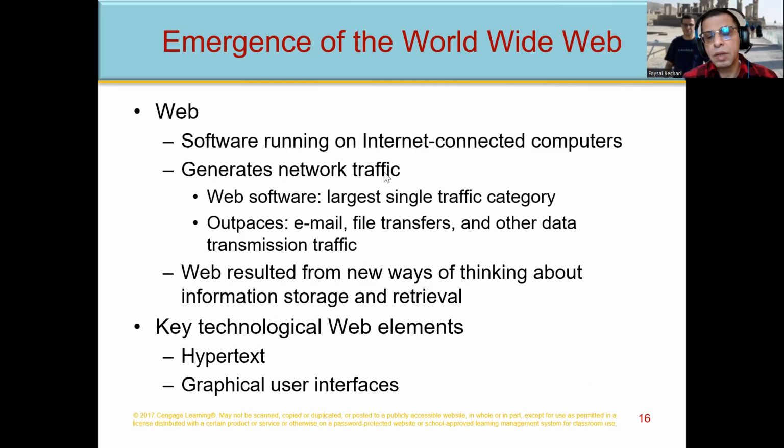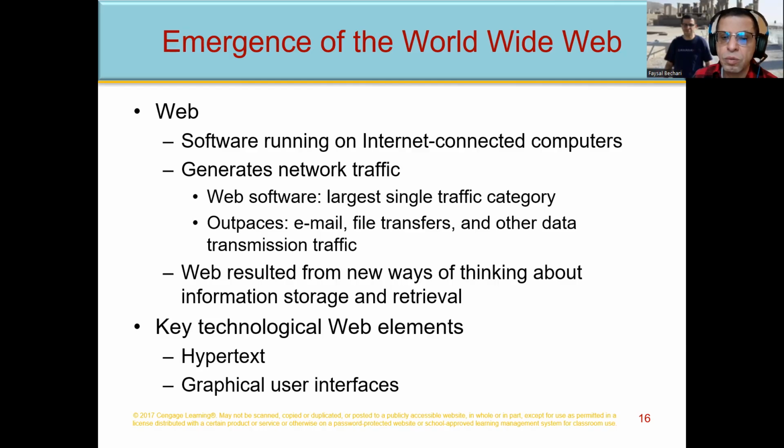So how did this World Wide Web happen? The web is about software running on internet-connected computers, and usually generates network traffic, like web software, which is the largest single traffic category. Then you have what you call the other traffic, which is about emailing, file transferring, and other data transmission traffic. That could also be a different server too.